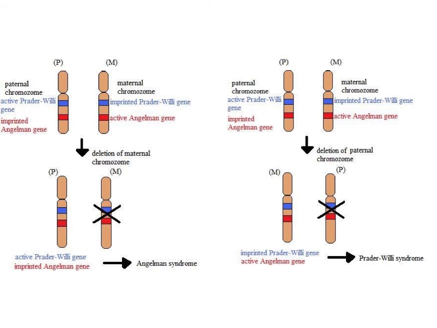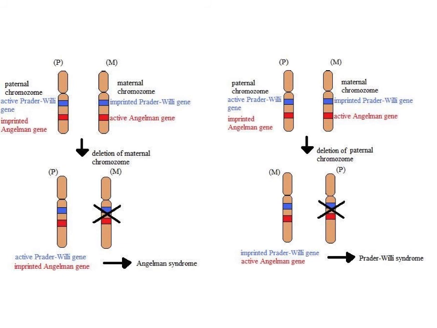Here are the chromosomes. Here's your paternally inherited chromosome. What is it, chromosome 15, they said? I can't remember, I think it's 15. Here's your paternally inherited chromosome, and this is your maternally inherited chromosome, right? On the paternal one, it has an active Prader-Willi gene and an imprinted Angelman gene, so it's been shut down.